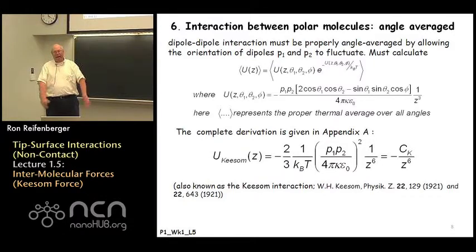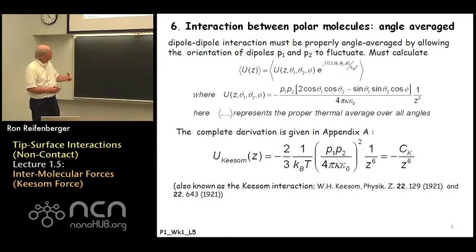And we have to rely back on the discussion that was given in the previous lecture on how to perform that angle average. And now we have to angle average over theta 1, theta 2, and phi. So the calculation is even more complicated than the one that we did in the prior lecture. Again, I work out the complete derivation in Appendix A for those of you that are interested in the math details. And what I do here is I just quote the standard result that was obtained by Keesom in the early 1920s, when he considered this problem.